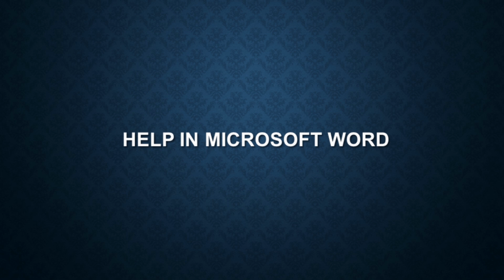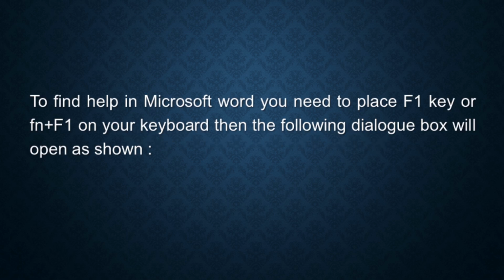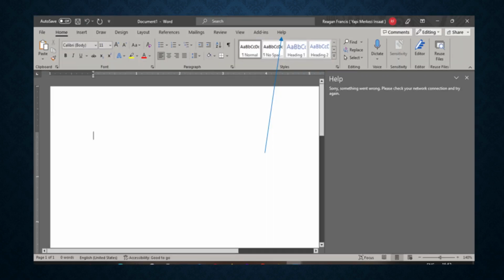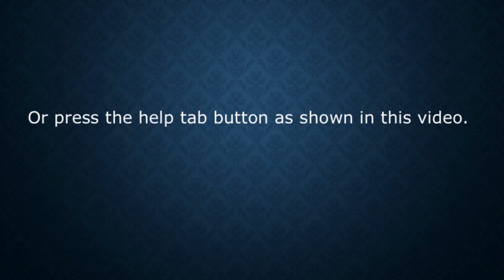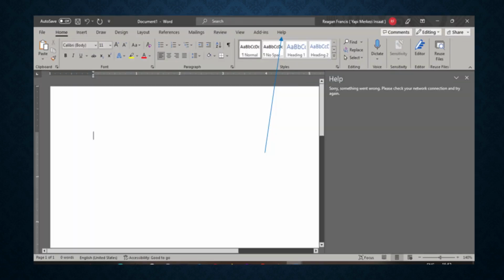1.2. Help in Microsoft Word. To find help in Microsoft Word, you need to press the F1 key or FN plus F1 on your keyboard, then the following dialog box will open as shown. Or press the Help tab button as shown.